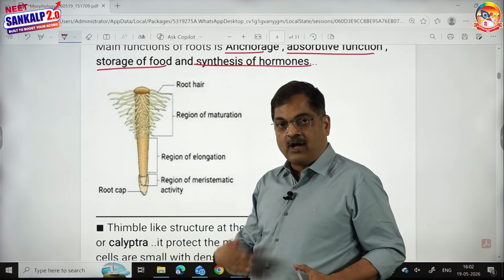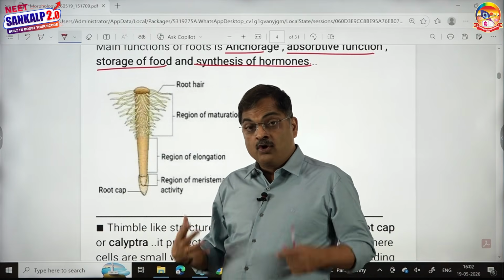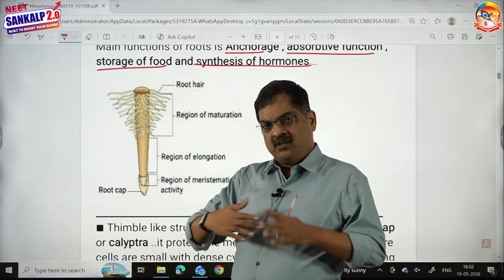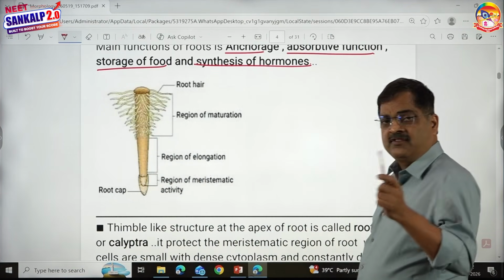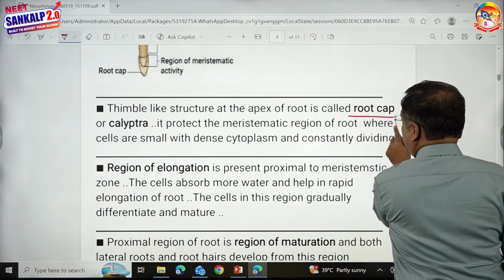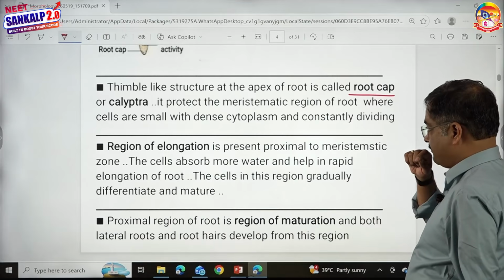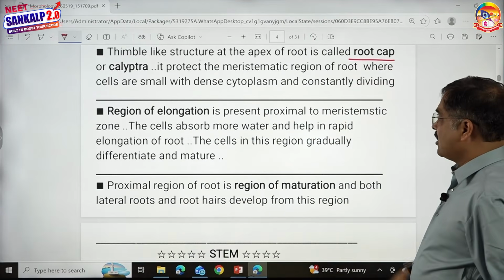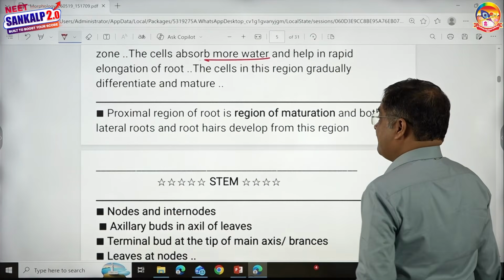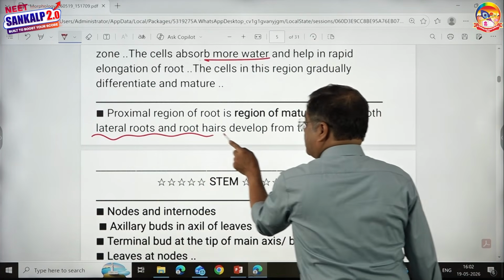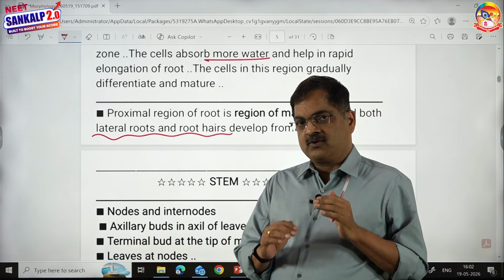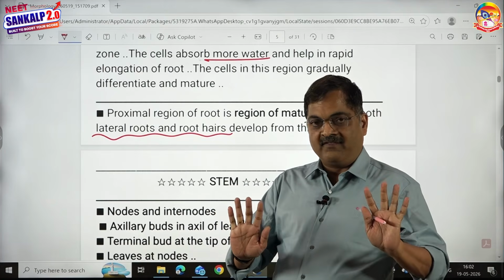Then region of maturation. How can you forget a question which was asked on 3rd of May? Root hairs and lateral roots arise from which region of root? The answer is region of maturation. Major amount of root is with region of maturation. All right. Thimble-like structure at the apex of root is root cap. Well, you know that. It protects the meristematic region of root. Region of elongation helps in absorbing more water. The cells become turgid. And in the region of maturation, root hairs and lateral roots arise. That's it. That's root, children. It took a little time for me to complete, but I'm pretty sure that you're able to remember everything here.